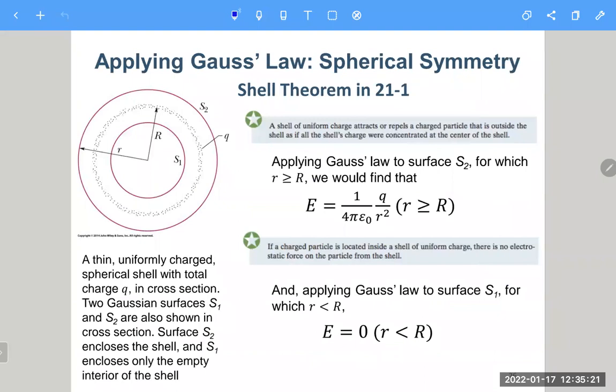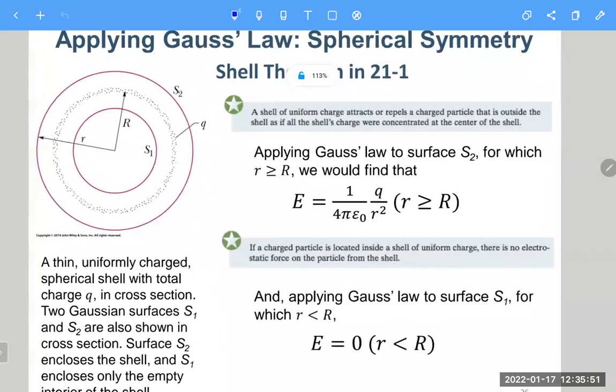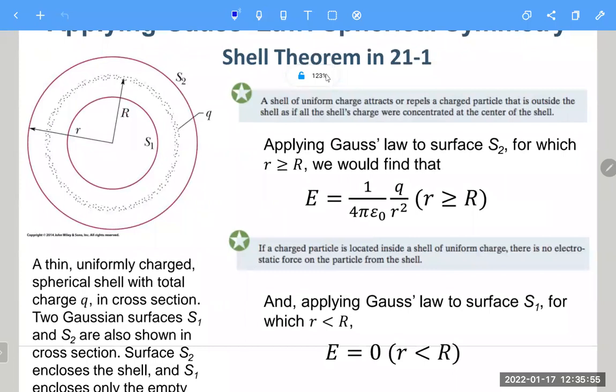Okay, so here we just recap the shell theorem from chapter 21. At that time, I just mentioned the two shell theorems without mentioning the reason. But here, using Gauss law, we can really explain why the shell theorem is correct. Actually, we can somehow prove it. So at that time, there were two shell theorems. The first one is that a shell of uniform charge attracts or repels a charged particle that is outside the shell, as if the shell's charge were concentrated at the center of the shell.